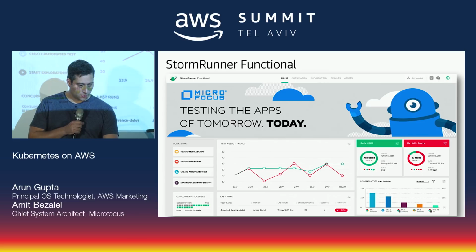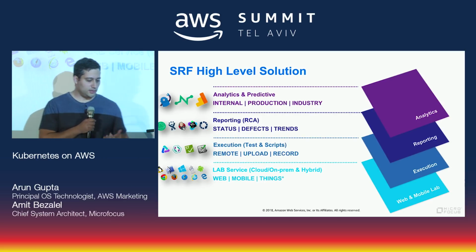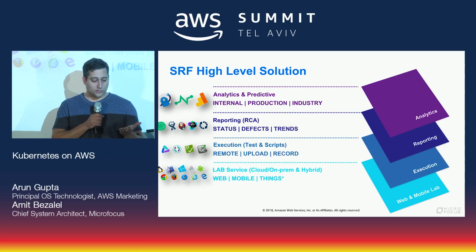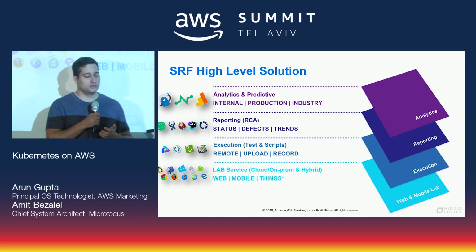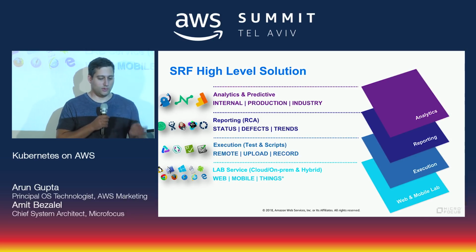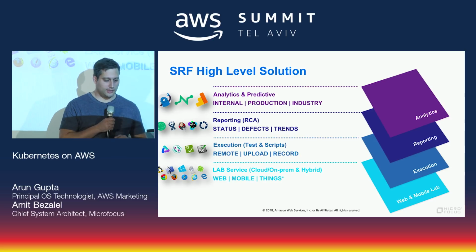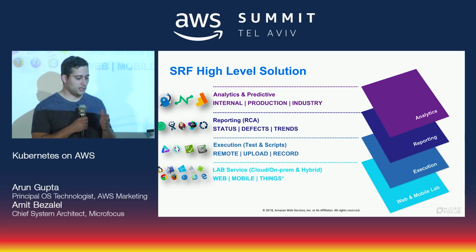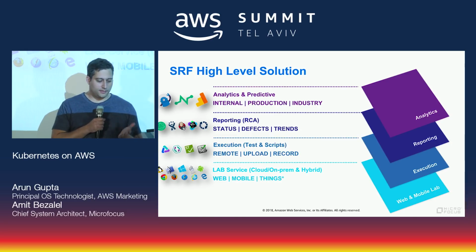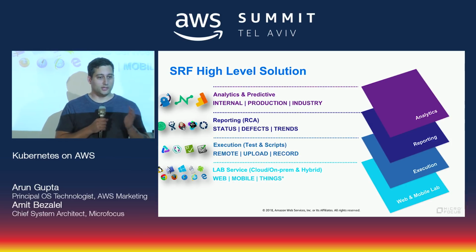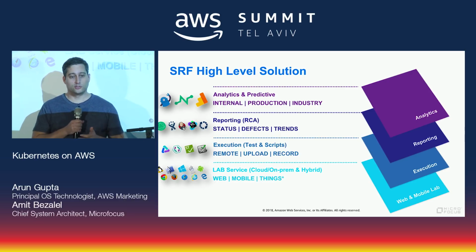trends, and so on. So the high-level solution is of Storm Runner Functional. We have web and mobile lab on the cloud. So if you have a Mac and you don't have a PC, you can get that. Different browser versions, a lot of different devices, everything you need you can find there. A lot of tools integration, so the basic tools, Mercury, HP software / Micro Focus now. Tools are UFT and LeanFT, and then you have Selenium and open source tools.